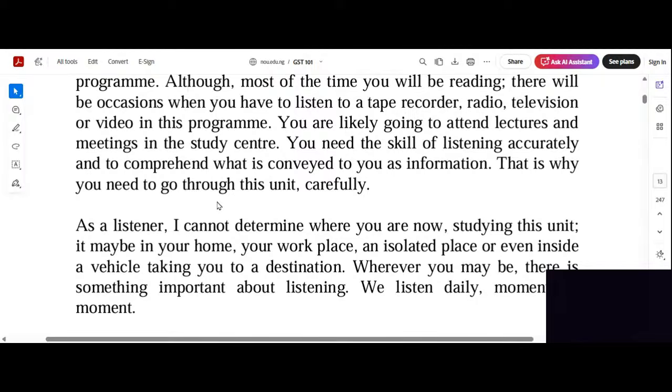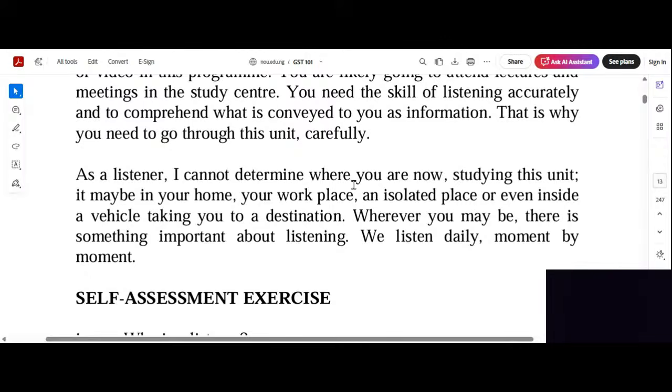That is why you need to go through this unit carefully. Now, as a listener, I cannot determine where you are now studying this unit. It may be in your home, your workplace, an isolated place, or even inside a vehicle taking you to a destination. Wherever you may be, there is something important about listening. We listen daily, moment by moment.